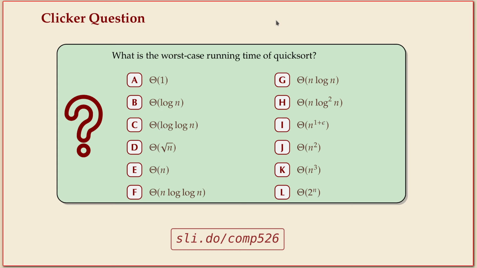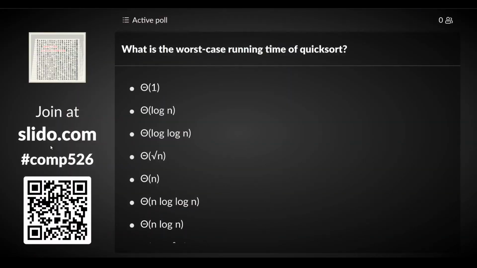I probably gave the answer to this one away if you were listening very carefully to what I said. So same horrendous list of possible answers. What's the worst case running time of Quicksort?